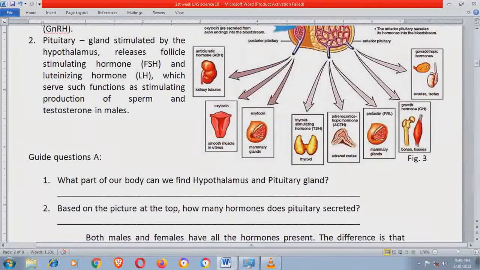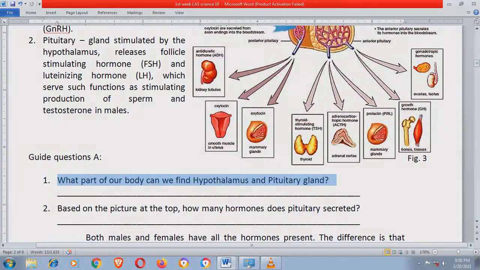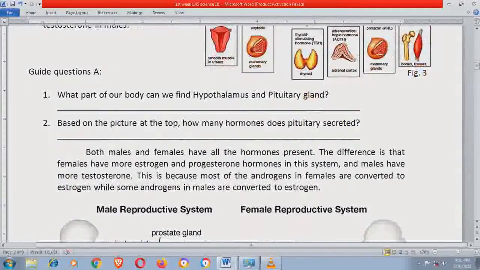Now, we have the guide question. What part of our body can you find hypothalamus and pituitary gland? So, very easy. No? So, very easy yung tanong. So, ang purpose naman natin dito is familiarize yung bata sa mga part ng katawan natin na involve ang glands. Based on the picture at the top, how many hormones does pituitary secrete? So, we have 1. Bilangin lang nila to. Kasama nila to. And then they have the number.